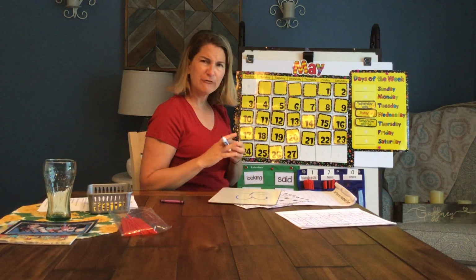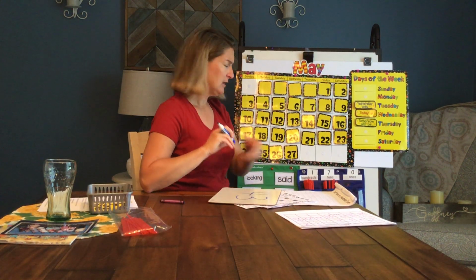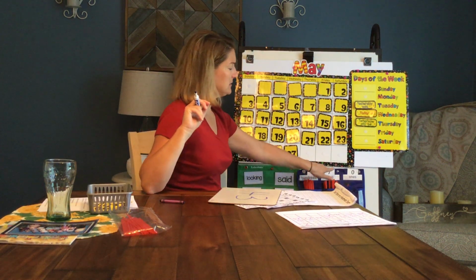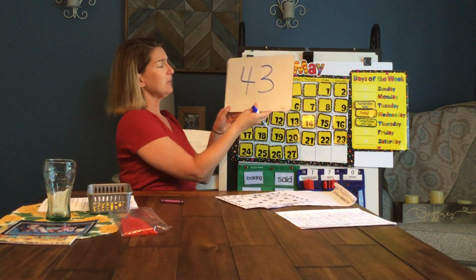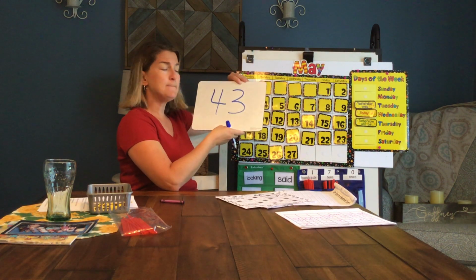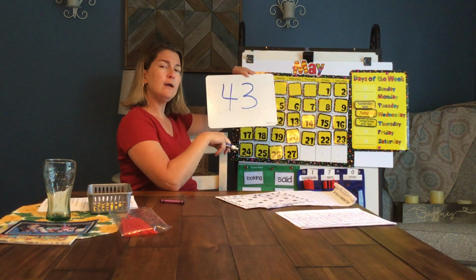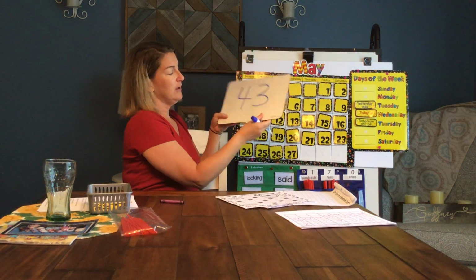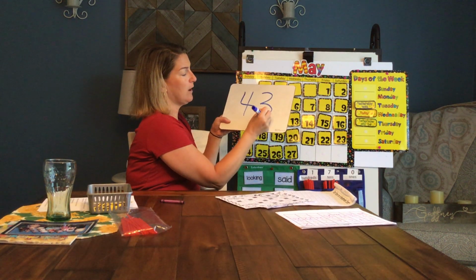Good. Ready for a challenge? Let me ask you a challenge question. Let's talk about places again. Remember, we have the hundreds place, the tens place, and the ones place. Now, if I'm talking about the number 43, what number, the 4 or the 3, is in the ones place? Good. The 3 is in the ones place.